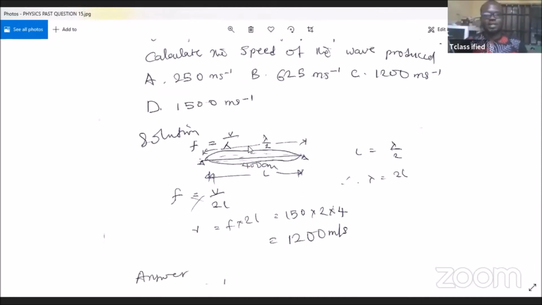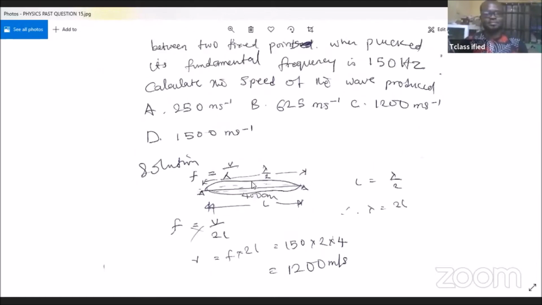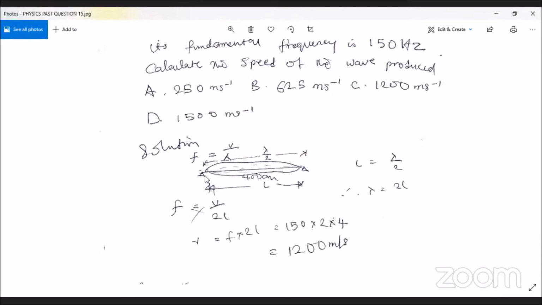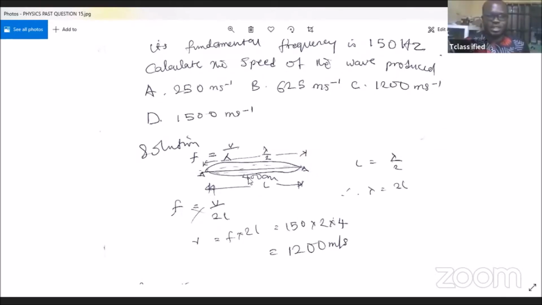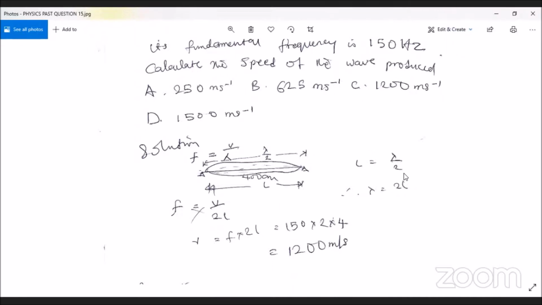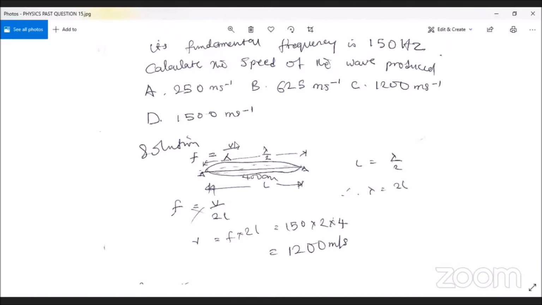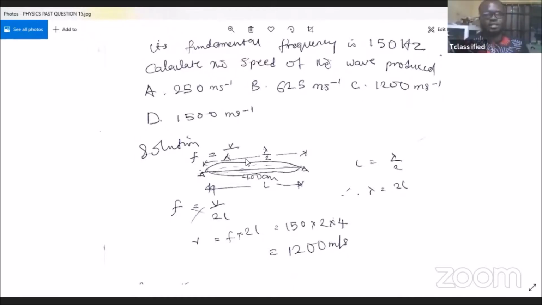Okay, solution, you can see the sketch here. So these are the 2 points, and this length is 400. Now, this length is actually equal to half the wavelength. But we know the formula for frequency is that frequency is equal to speed over wavelength. But we are not given the wavelength. But we know that this length is equal to half the wavelength.